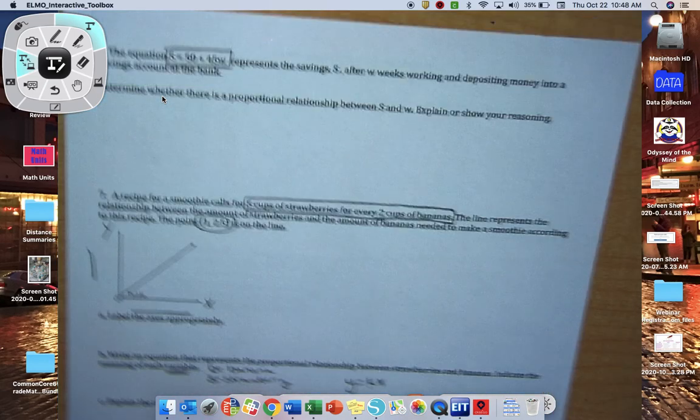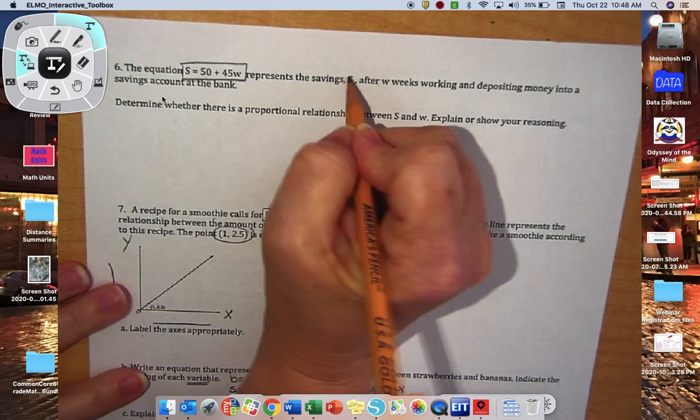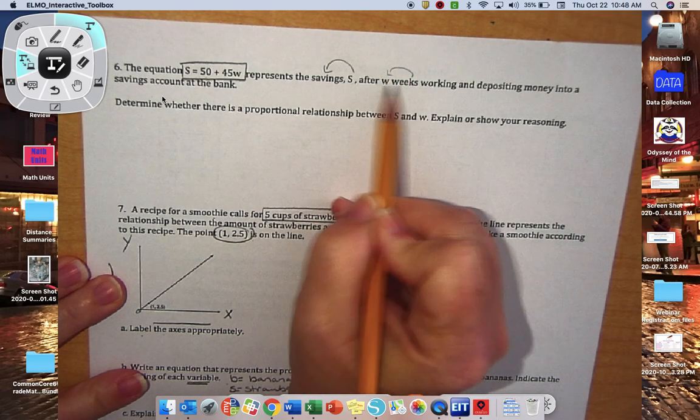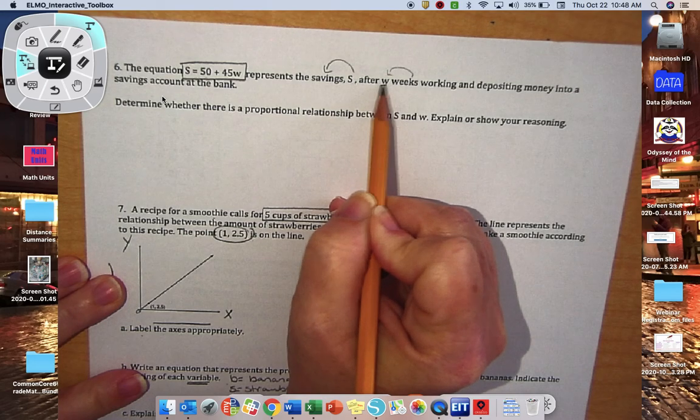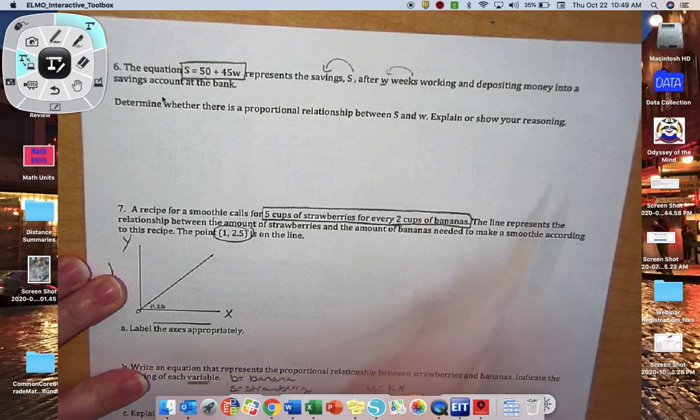Question number 6. So number 6 says the equation S equals 50 plus 45W represents the savings S. So S, you guys, is the word savings. After W weeks, so W represents weeks, working and depositing money into a savings account at the bank. It says determine whether there is a proportional relationship between S and W. Explain or show your reasoning.